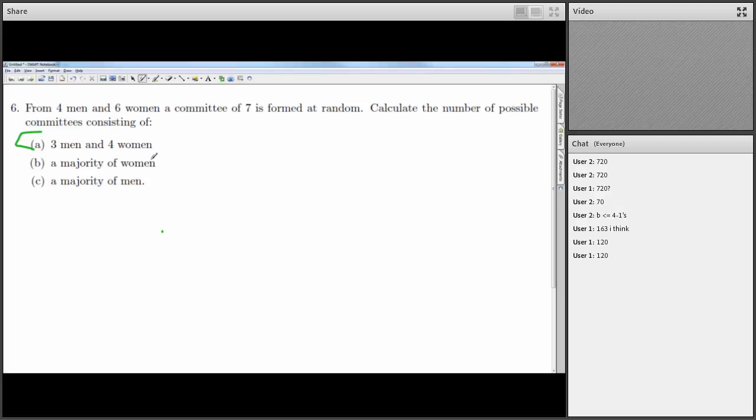Essentially, when you're picking a committee, there really is not an order to it. You're just picking a bunch of people. If you pick Joe before Bob, it doesn't matter versus picking Bob before Joe. At the end of the day, you get the same committee, the same group of people. So order does not matter.